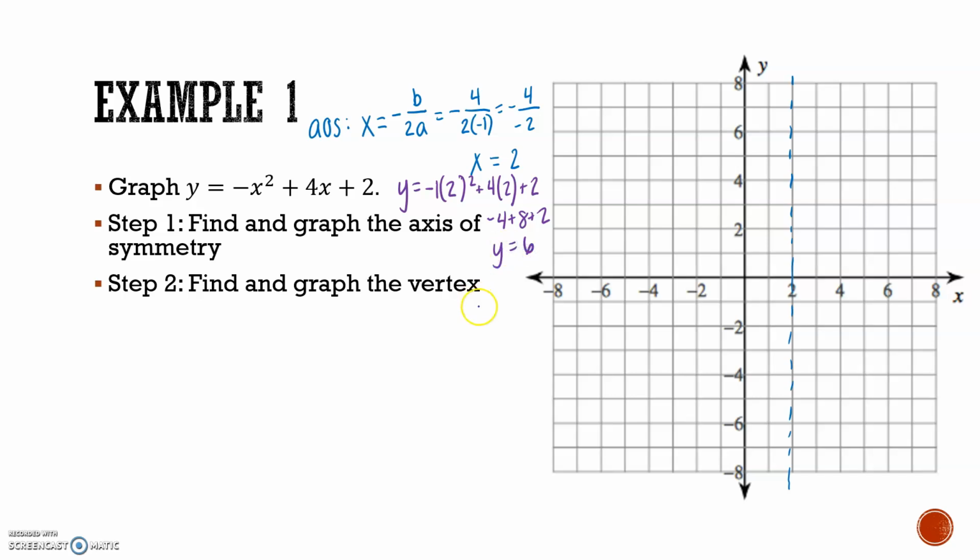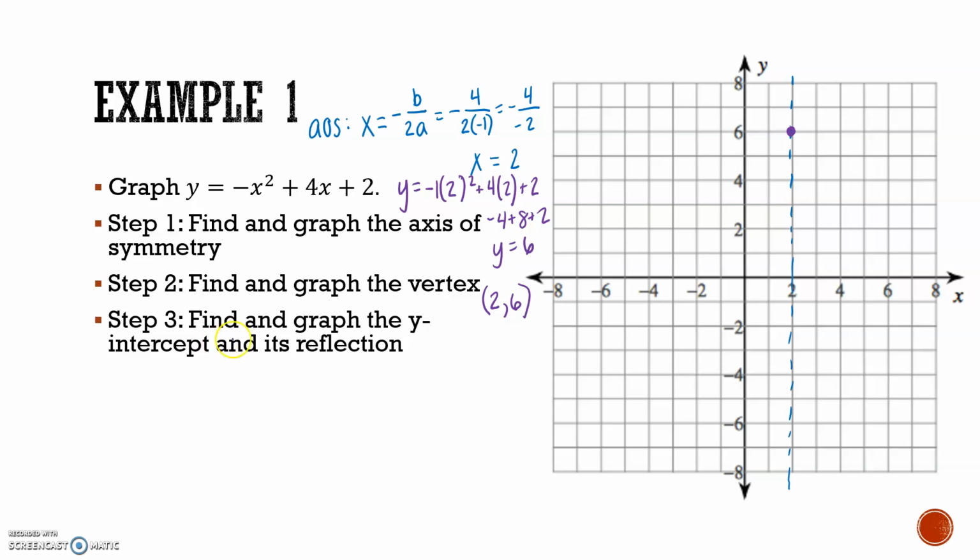I would write my vertex as an ordered pair. My x-coordinate is 2, because that's what I got up here, and my y-coordinate is 6. Your vertex should always be on your axis of symmetry. So I'm going to put my point right there. And I know that it has to open down. So I'm going to find another point: find and graph the y-intercept and its reflection.